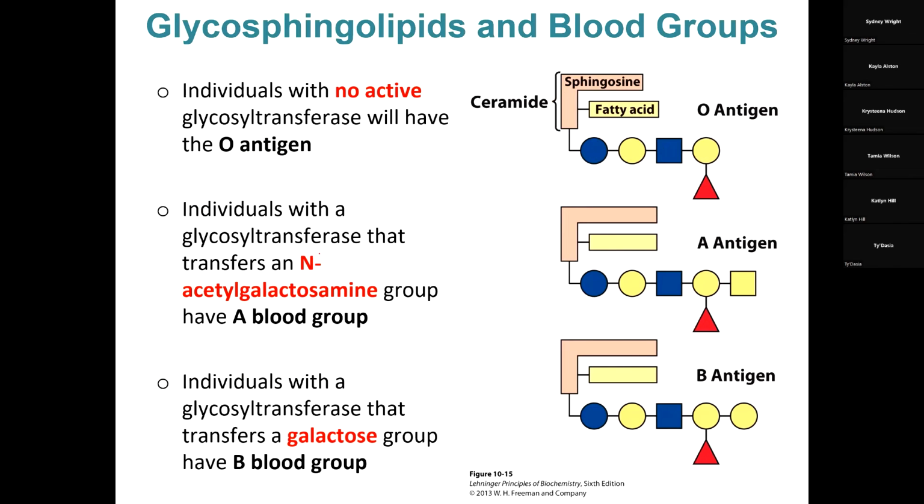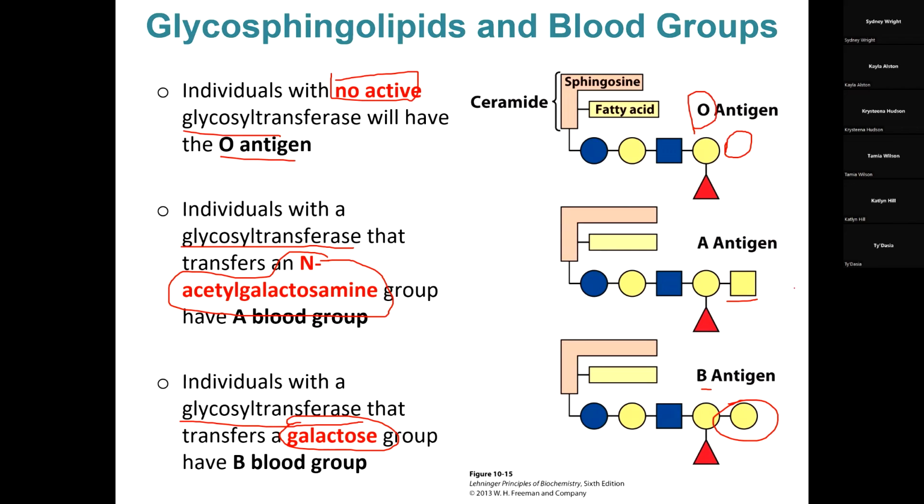So if you've got the glycotransferase which transfers this group, then you're A. If you've got the glycotransferase form that transfers the galactose, then you've got blood type B. Or if you have no glycotransferase, you've got the O antigen. O just means none. You don't have it, so you're missing it. Which is fine. It doesn't make you better or worse than any other person.